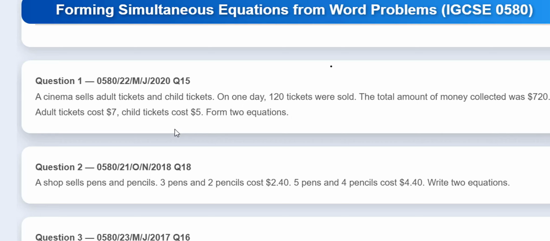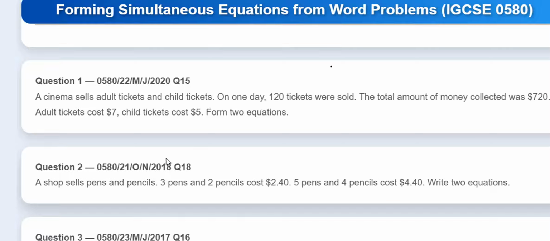So the first step here is just from the first statement. I can see a cinema sells adult tickets and child tickets. So I already know we have adult tickets. Let us represent them by X. And then we have child tickets, and let me represent them by Y.